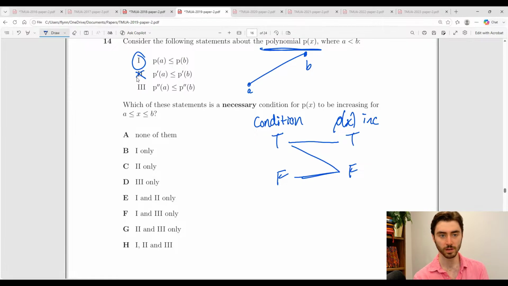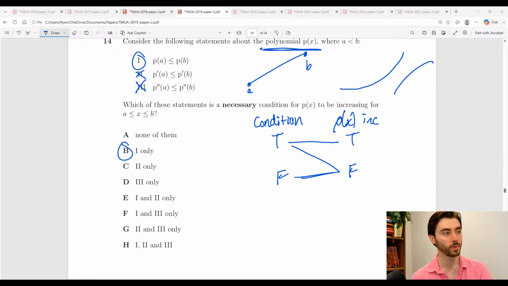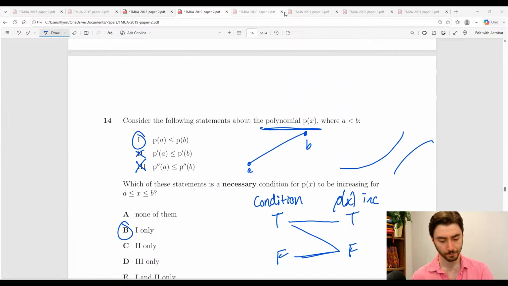Two is not true. That can be false. The gradient at A could be smaller. For instance, if it's an exponential curve, the gradient is smaller at A than it is at B, but it is still increasing. And the third one does not have to be true because it can be increasing with either concavity, like however you pronounce that. In both of those cases, it's not necessary. You can get there another way. The condition can be false, and you can still arrive at it being an increasing function. So I think the answer is B. Just going to check that real quick. Yep. And the other one, oh, that was it for 2019.